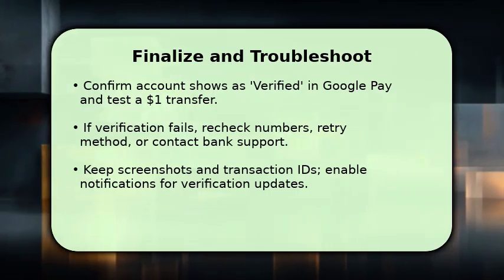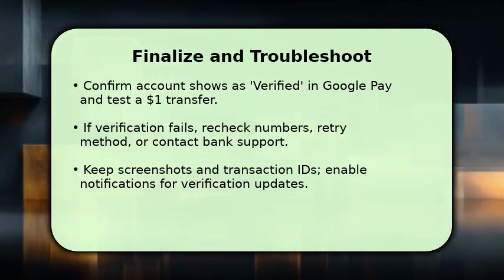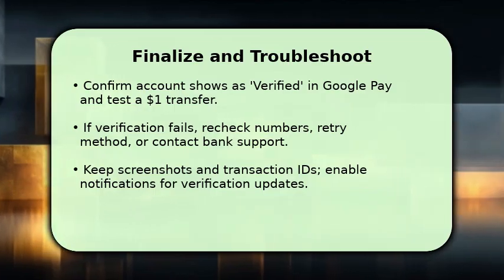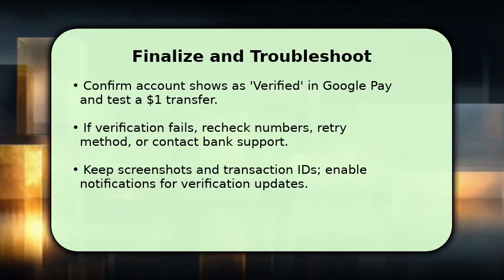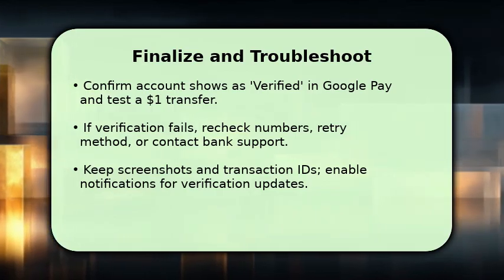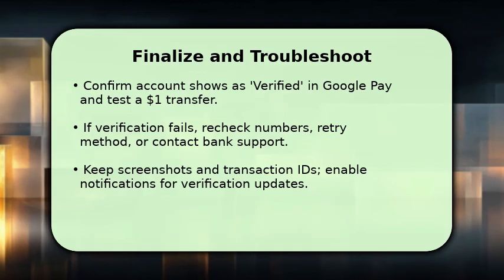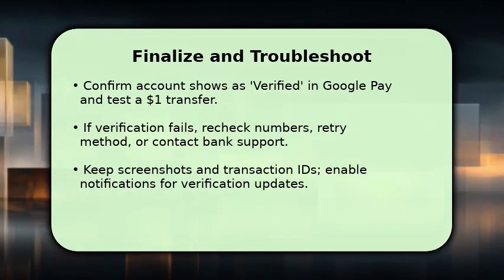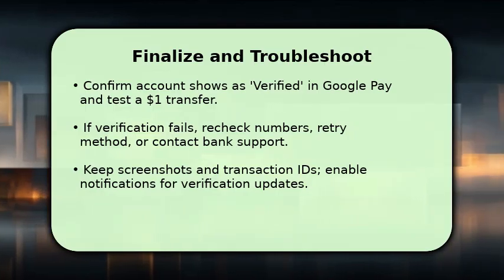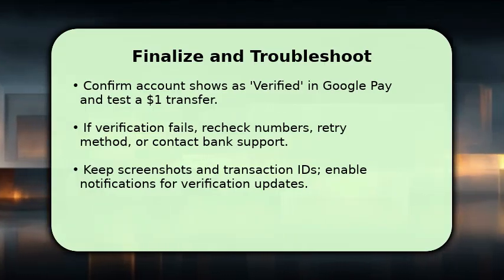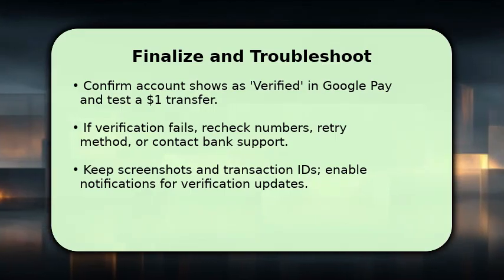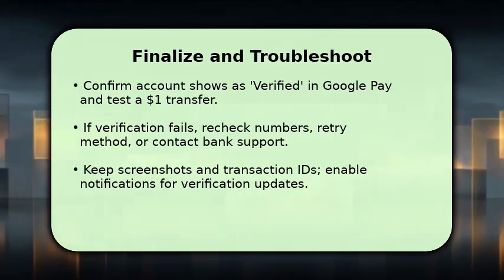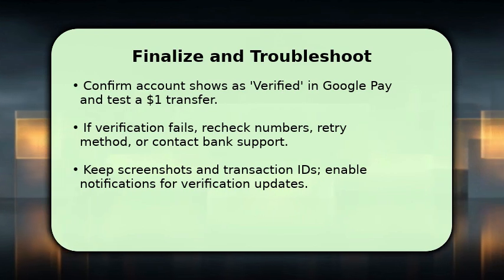Confirm the account status reads verified, then perform a small $1 transfer or link a recurring payment to test. If verification fails, make sure routing and account numbers are exact and that your bank allows ACH linking. Retry instant verification or switch to micro deposits. If problems persist, contact your bank with the transaction ID or screenshots and then contact Google Pay support. This targeted troubleshooting usually resolves holds or formatting mismatches quickly.